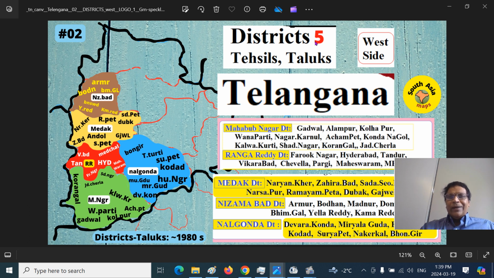And this is the district map of Telangana around the 1980s. Why am I bringing this old map? Because it gives the historical perspective. Also, there are fewer districts and taluks to cover, so that the people residing in Telangana and outside Telangana can comprehend them very easily. This has been made purposefully.